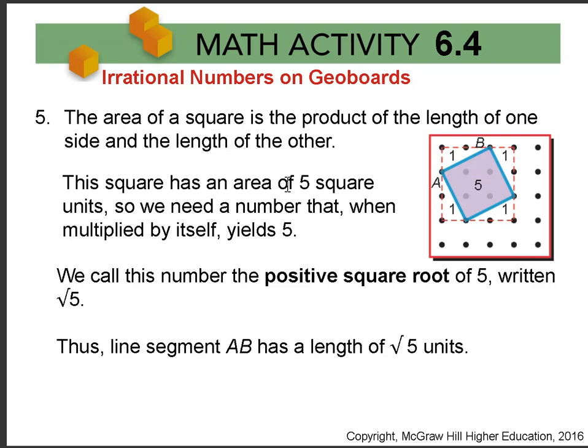Then in question 5, we talk about irrational numbers. The area of a square is the product of the length of one side and the length of the other. This square has an area of 5 square units, so we need a number that when multiplied by itself yields 5. We call this number the positive square root of 5, and we write this with the square root symbol, √5. Therefore, this line segment here, AB, the length of the edge of the square of area 5 square units, is √5 units long.